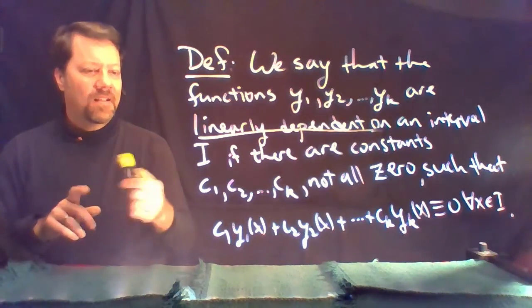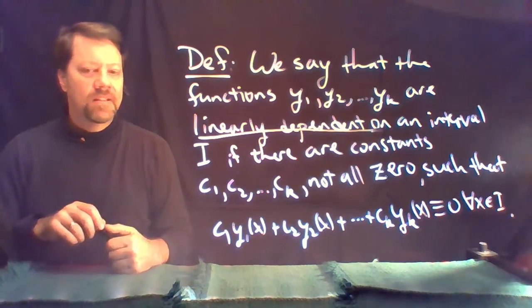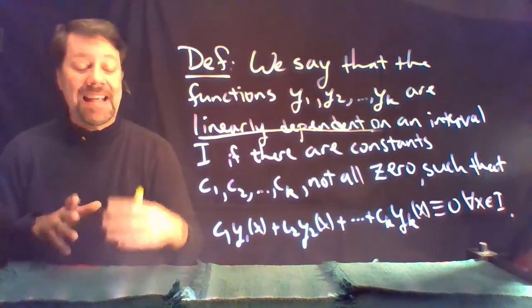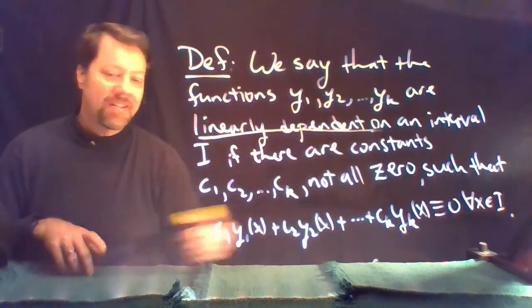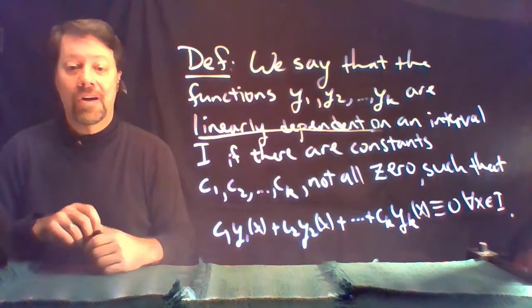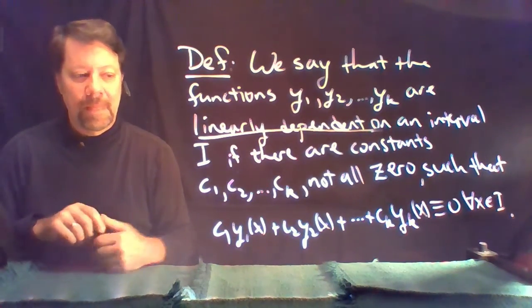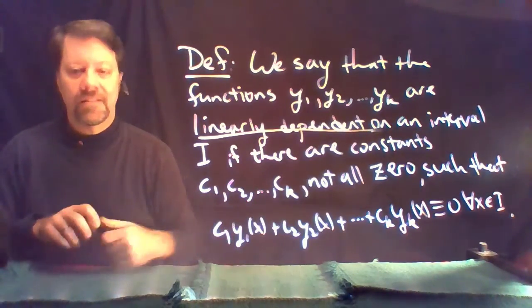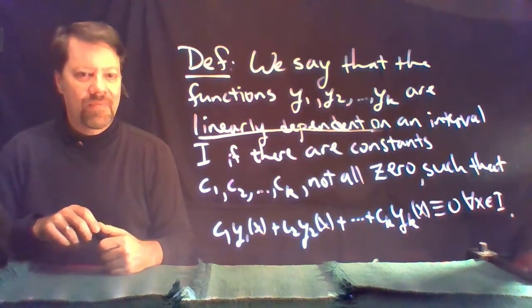I want to point something out. You can always choose the constants c1 through ck to be equal to 0 and get the expression to have a linear combination that is identically 0 for all x on any interval. The trick is to find constants where they are not all 0.